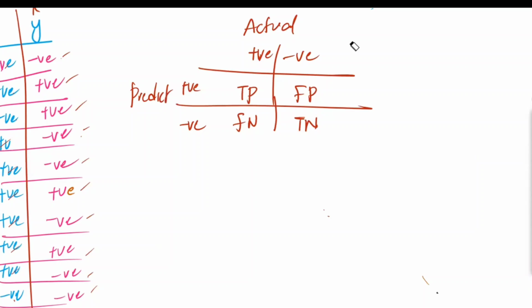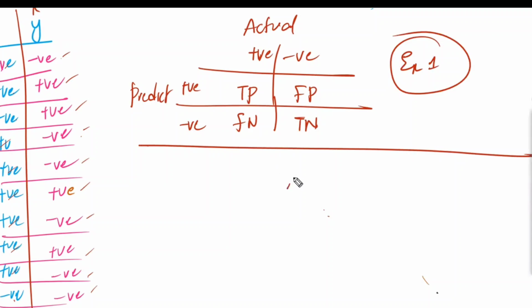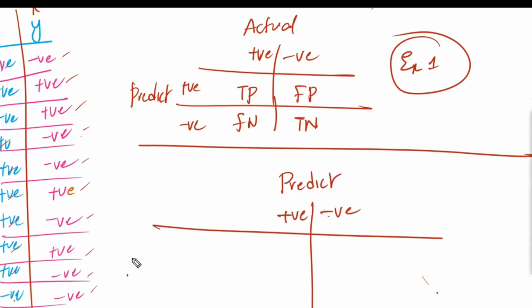Now, let us go with example number 2. This is example number 1. Keep this one aside. Now, example number 2. On this side I am taking predicted, positive, negative. This side I am going to take actual, positive, negative.